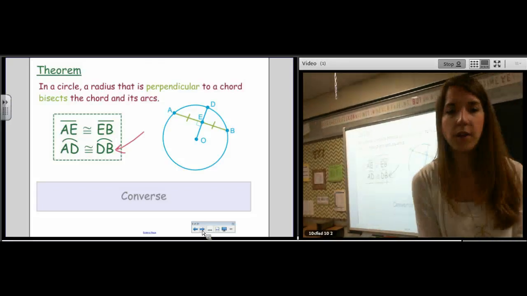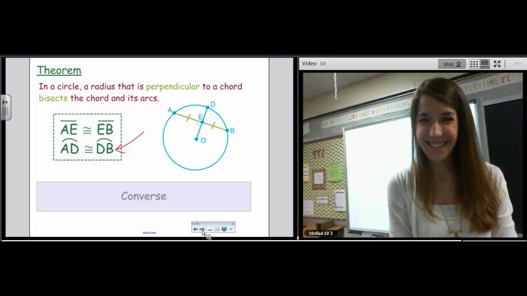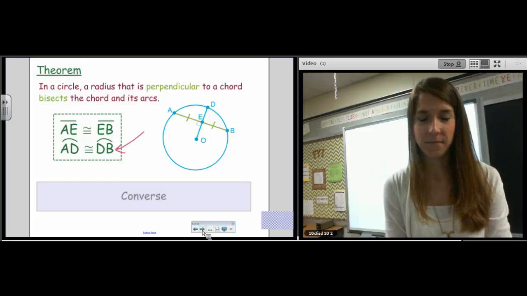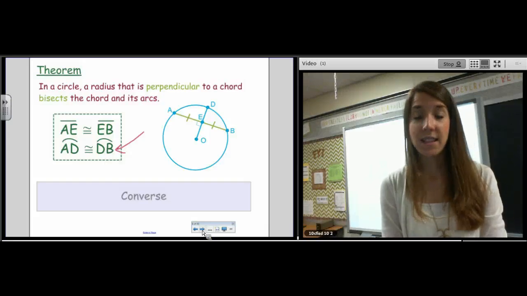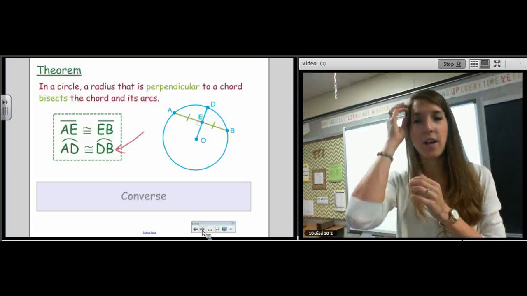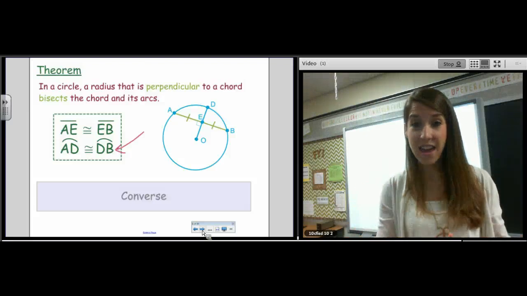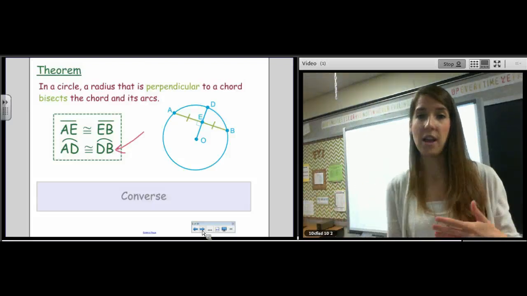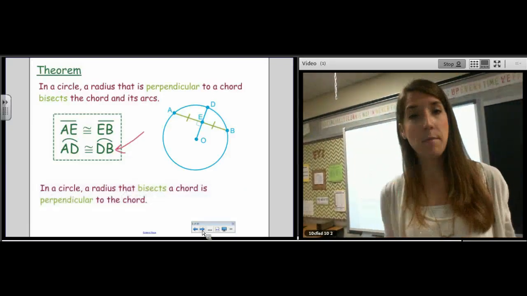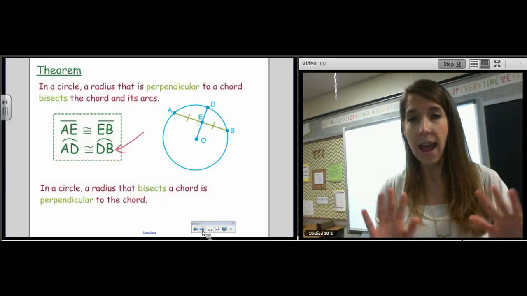Do y'all remember what the word converse means? Perpendicular bisector. Good. OD is the perpendicular bisector of AB. Yeah, so a converse means you switch the hypothesis and conclusion. So if a radius bisects a chord, then a radius is perpendicular to that chord. So the converse is also true. You know, sometimes you can have a statement whose converse is false. But in this case, the statement is true and the converse is true.